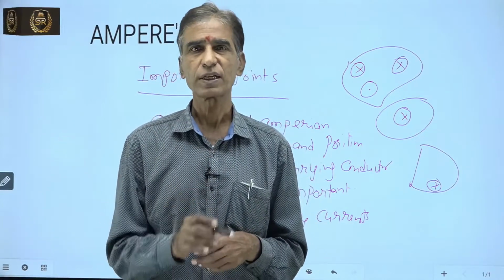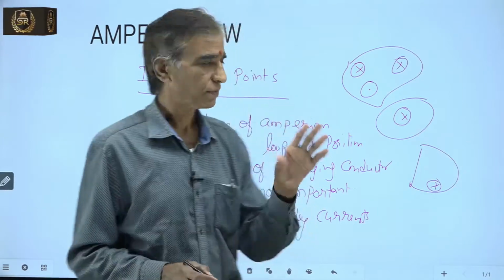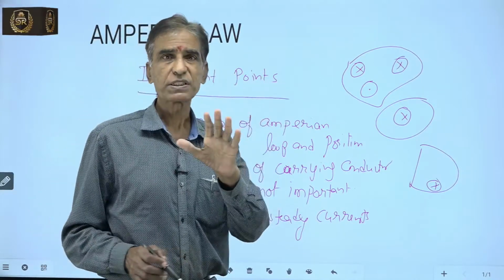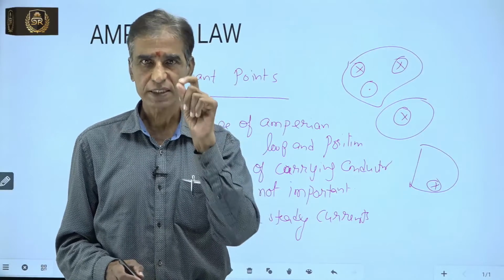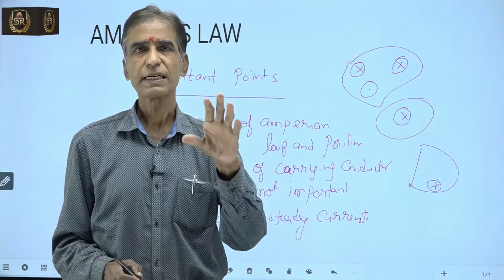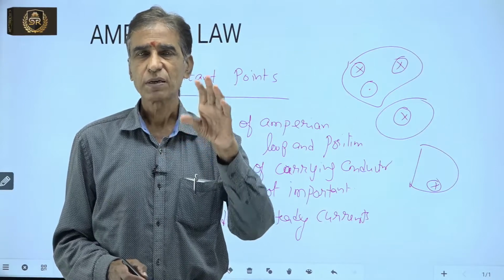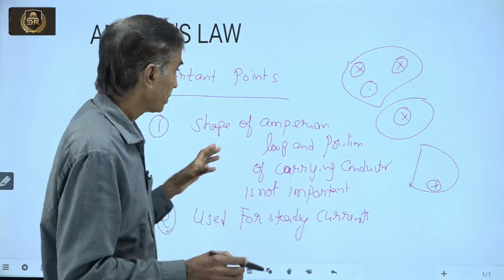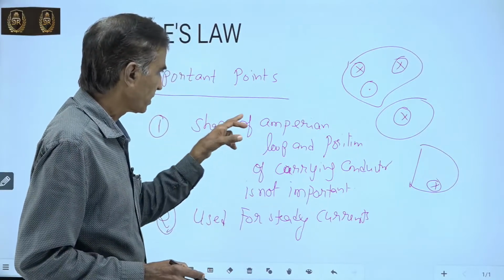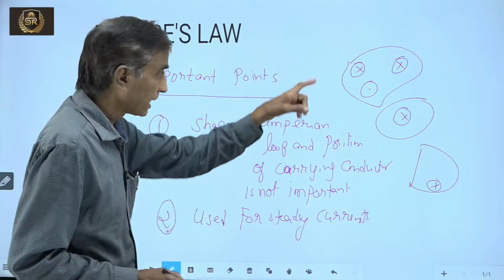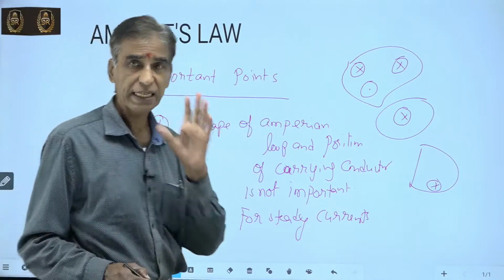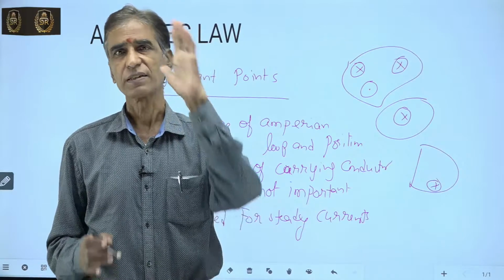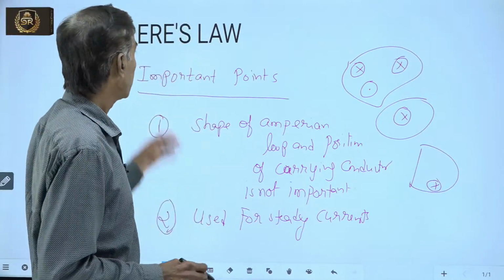Next, third one: as I told you in the beginning itself, Ampere's law is not an independent law, it can be derived from Biot-Savart's law. That point also you have to keep in mind for theory questions. So three important points: number one, the shape and position of the conductor and the Amperean loop do not matter; number two, it is used for steady current; and number three, it is not independent, it can be derived from Biot-Savart's law. Right. So that is about Ampere's law.